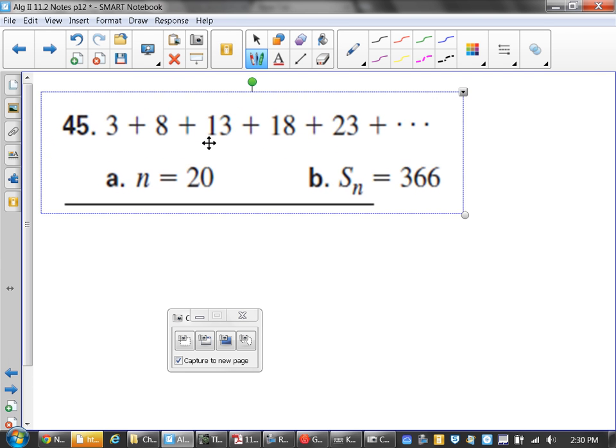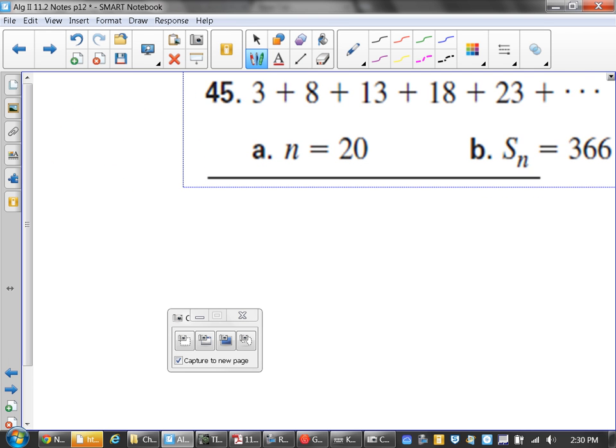Same basic principle here. What I'm looking at here is I'm going to figure out what is the sum of the first 20 numbers within the sequence. After I figure out what the sum of the first 20 numbers is within the sequence, then I'm going to ask how many of those numbers in the sequence would I have to add together to get 366. All right? So I'm going to find the sum of them. The sequence starts at 3, 8, 13, 18, 23.